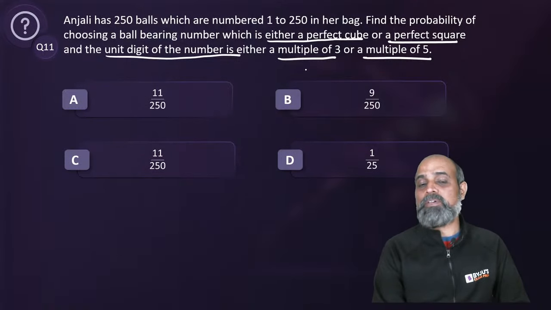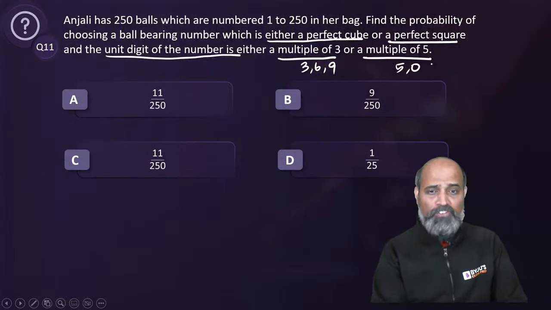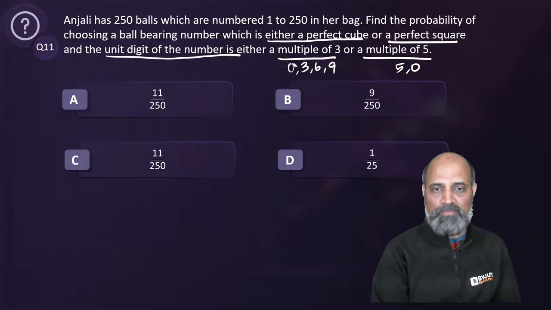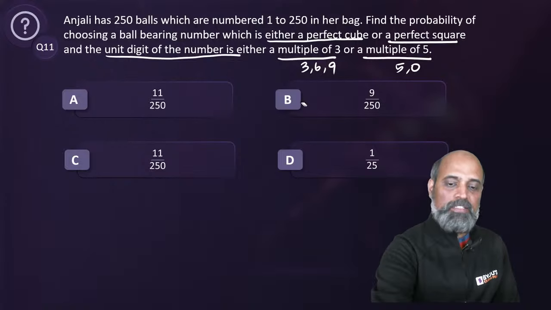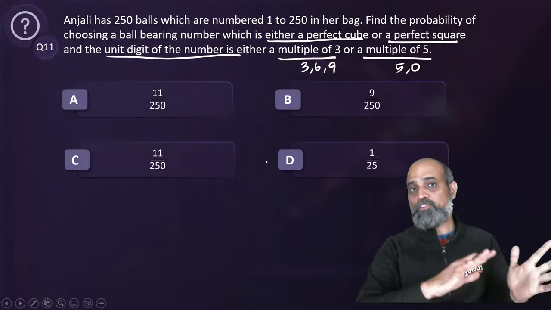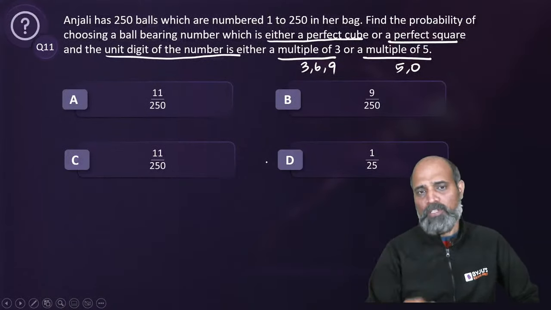Multiple of 3 का मतलब है कि unit digit is going to be 3, 6 or 9, and here the unit digit is going to be 5 or 0. ठीक है? Multiple of 3 में तो खैर 0 भी आना चाहिए. Since 0 is repeated, so I am ignoring it from one of the cases. How many such perfect cubes or perfect squares do we have from 1 to 250? दोनों में से कुछ भी चलेगा, स्क्वायर ले लो या क्यूब ले लो.